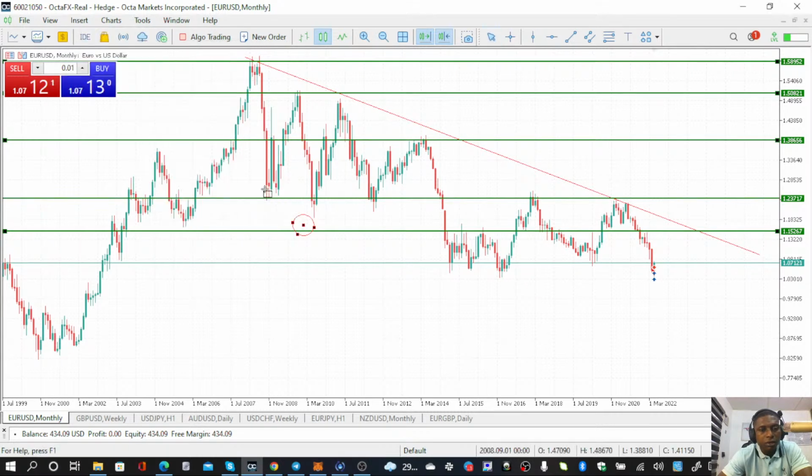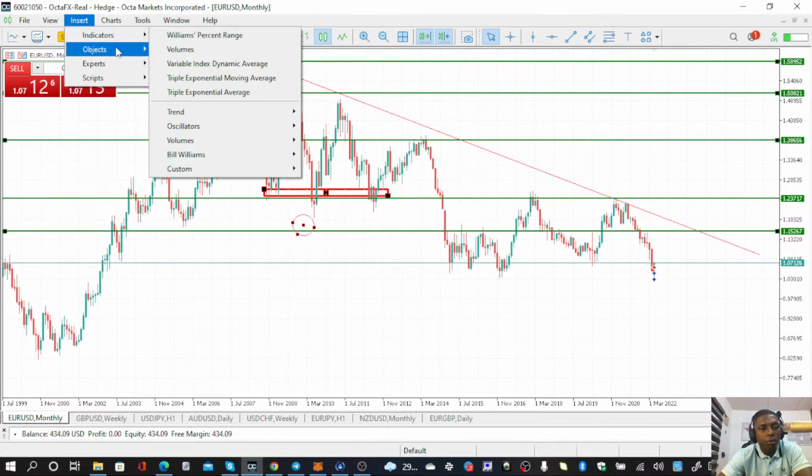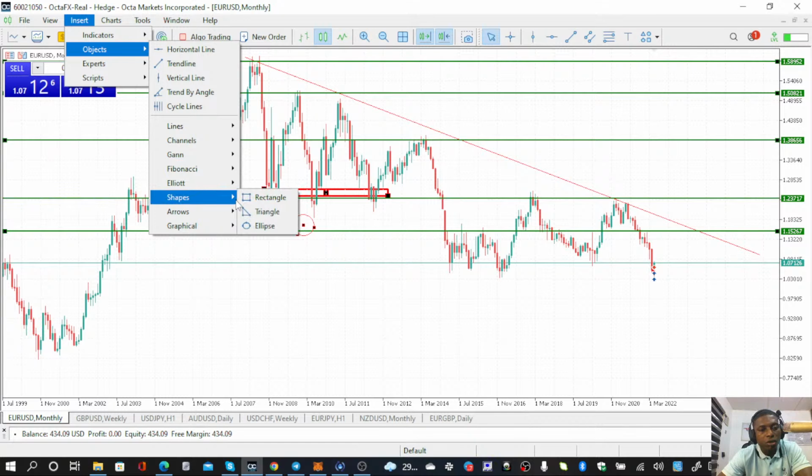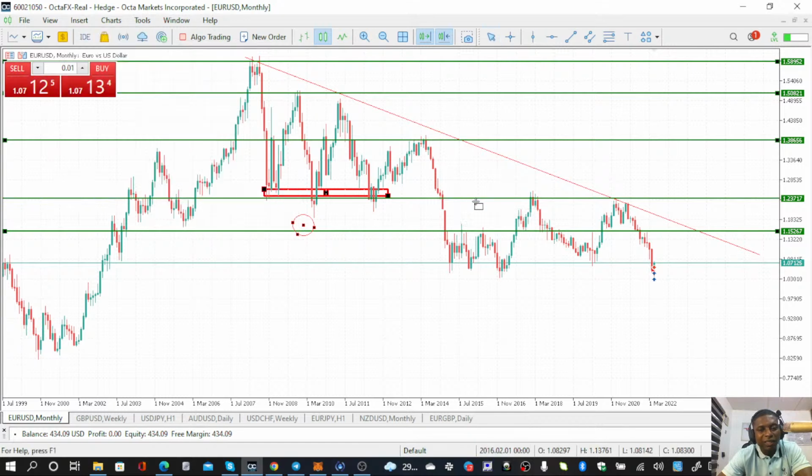Now, this level was a support level. All right, but now it has turned into a resistance level. So this support level here has turned into a resistance level here.